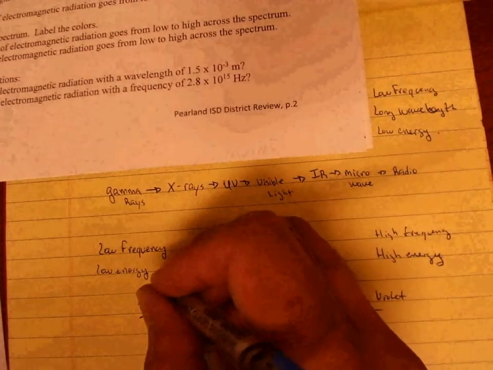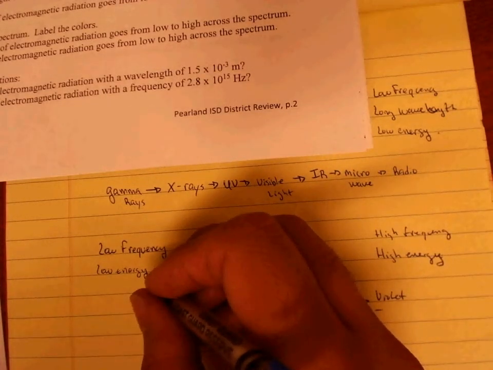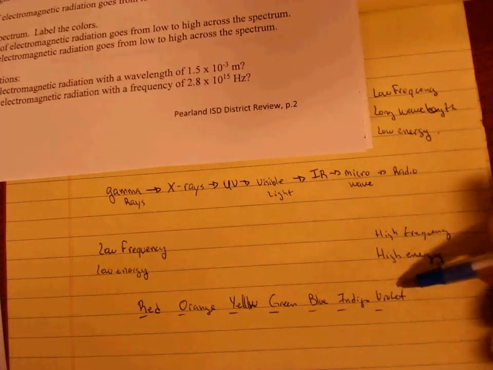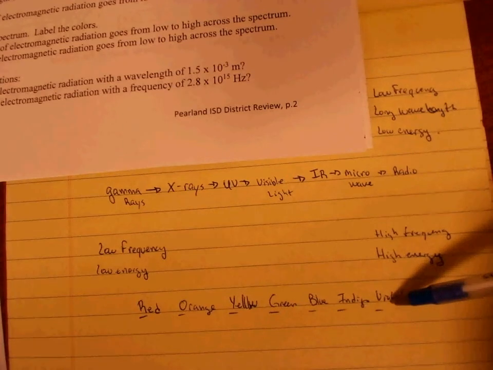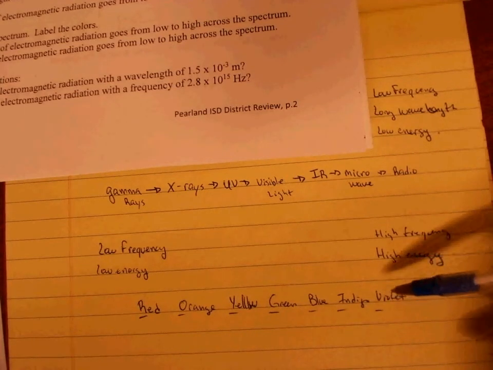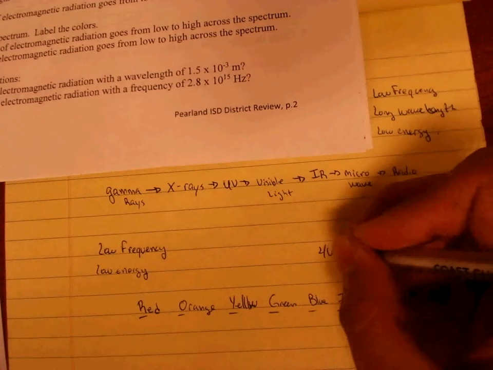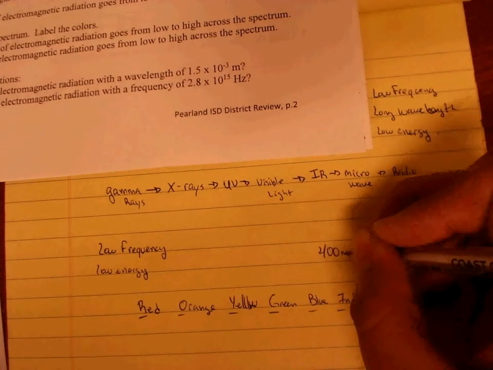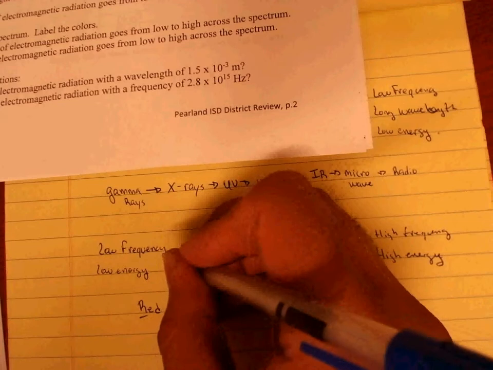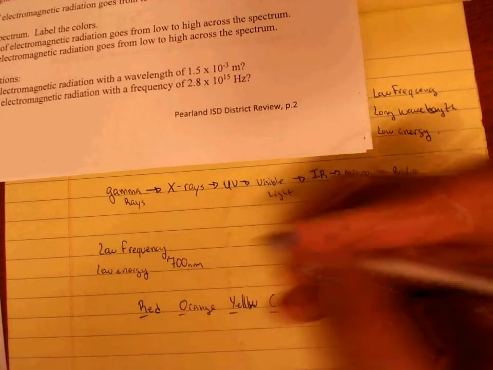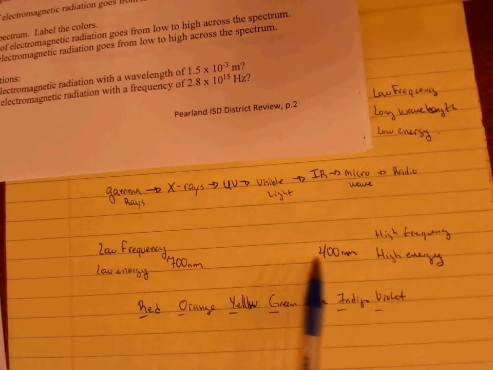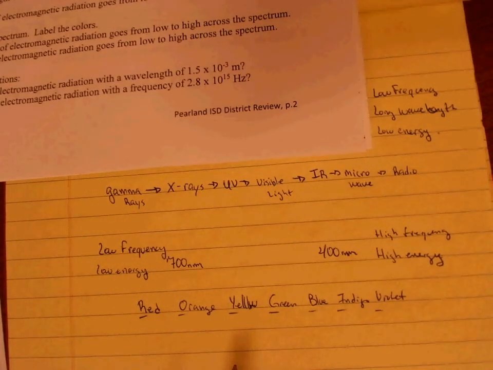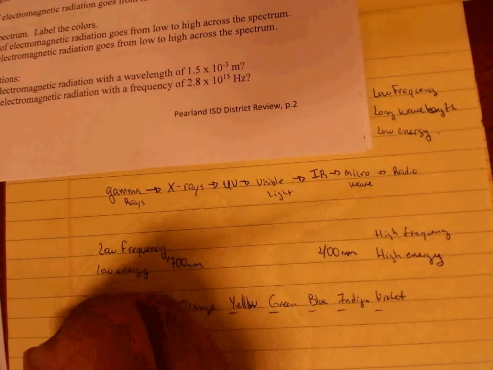You should also note that the high frequency of violet causes a short wavelength, so visible light goes from 400 to 700 nanometers in wavelength, and you should know that number. Alright, that's 13. Let's do 14.